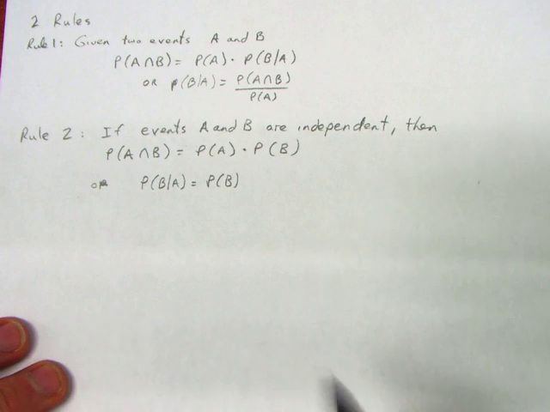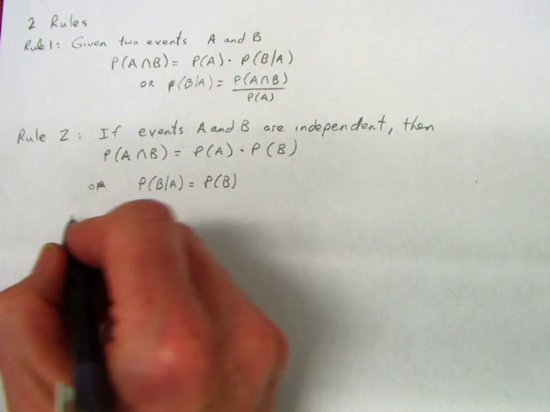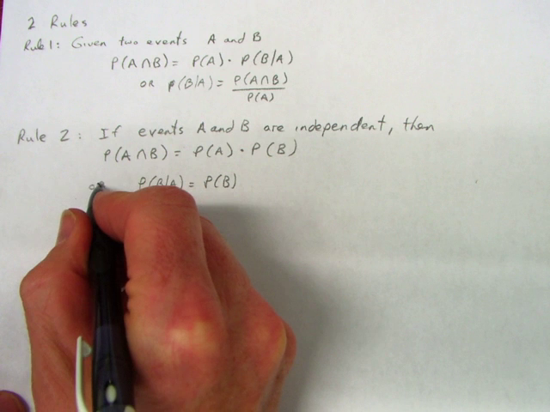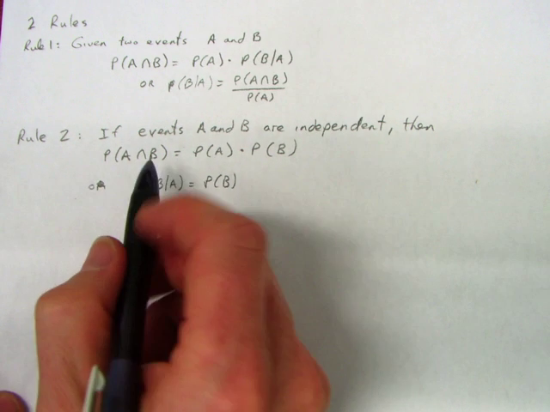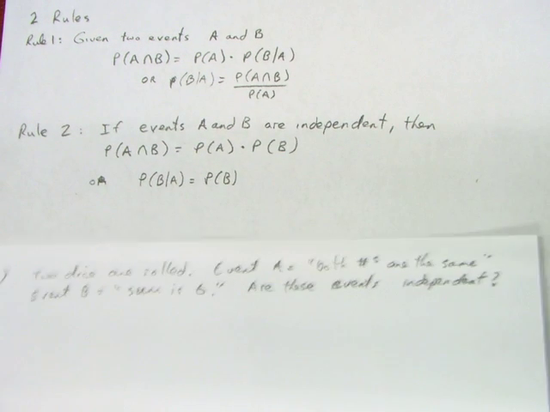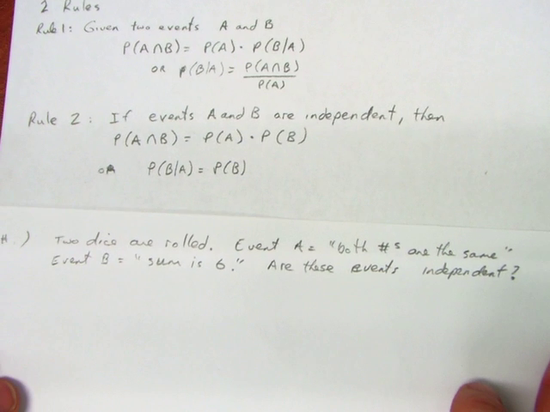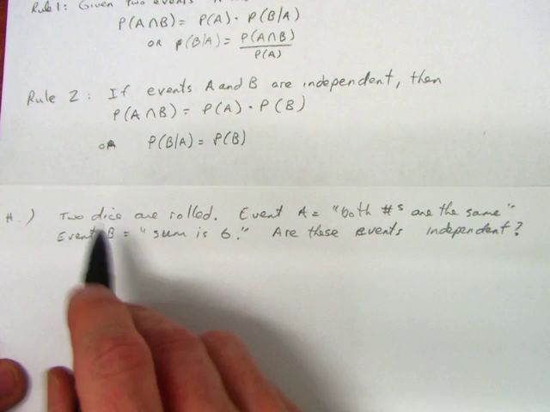Now note, you cannot state independence without showing your work. You must justify. Sometimes it goes against what intuition would have you believe. So let's take a look at an example. I forget what number this would be for today's notes, but we'll put it as the next number.